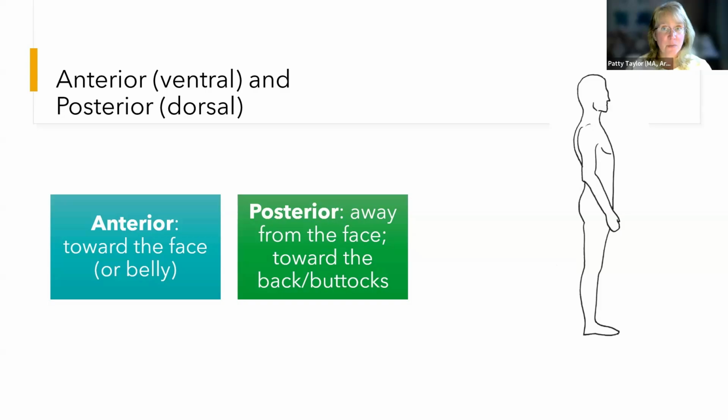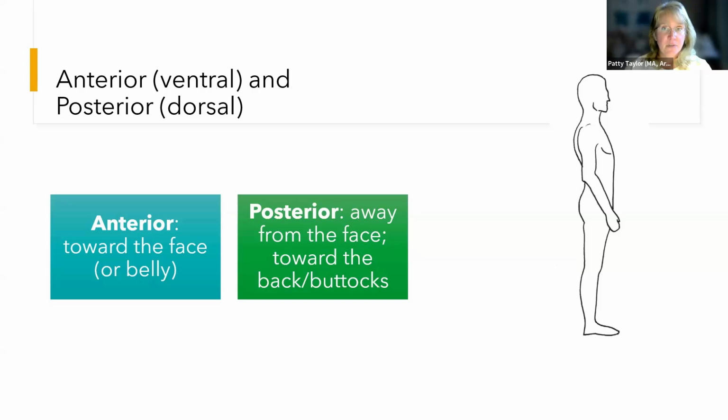The reason I'm mentioning that there are two portions here is because we walk on 2 feet. If you're thinking about an animal that walks on 4 feet, like a dog or a cat, the face, belly, back, and buttocks are actually on 4 different surfaces of the body. But since we walk on 2 feet, our face and belly are both anterior and ventral, and our back and buttocks are on the posterior or dorsal side of the body.